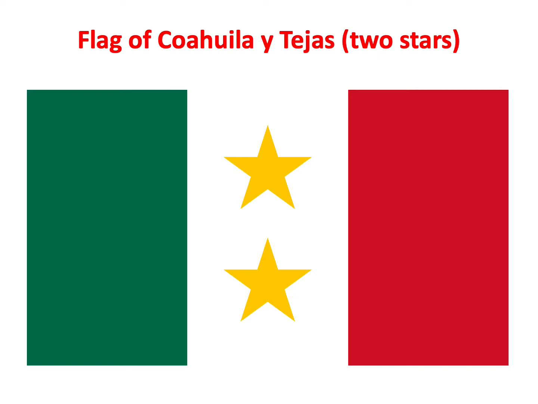First of all, let's look at the flag of the Republic of Texas. Going back to when Texas in the early 1820s and early 1830s was part of Mexico, you'll recall it was part of the state of Coahuila y Tejas. And this is the flag of that Mexican state. You'll notice it has two gold stars.